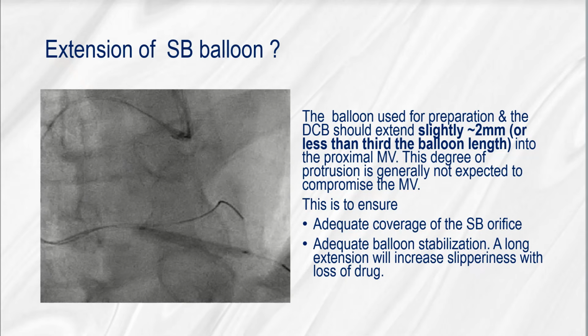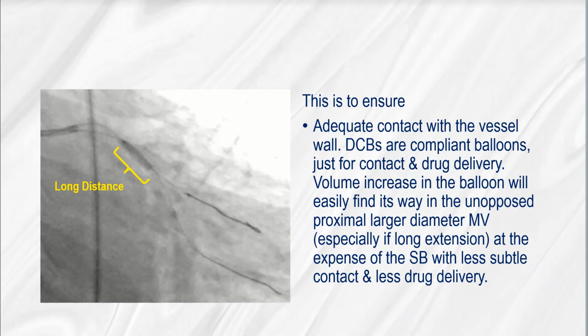Extension of the side branch balloon. The balloon used for preparation and the drug-coated balloon should extend slightly, about 2 mm, into the proximal main vessel. This degree of protrusion is generally not expected to compromise the main vessel. This is to ensure adequate coverage of the side branch orifice and adequate balloon stabilization. A long extension will increase slipperiness with loss of drug and possible dissection. Also, adequate contact with the vessel wall.